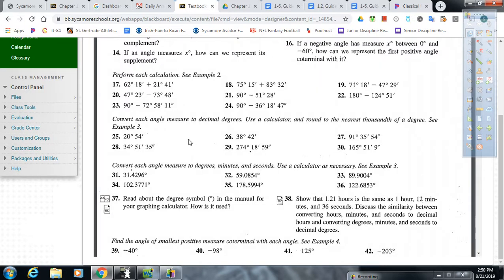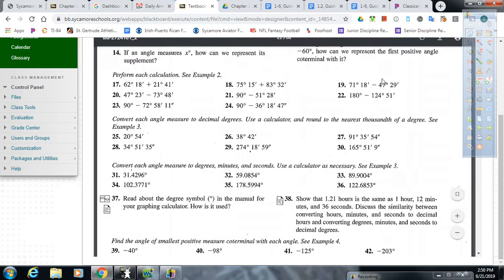If you want to start working more on tomorrow's assignment, that's fine too. If you want to plug these in on your calculator and use the DMS button to change them to degrees, minutes, and seconds, you can do that. You don't have to plug the degree symbol in when you do that. That's up to you. We'll talk more about coterminal angles on Friday when I get back, when we do the second half of 1-2.